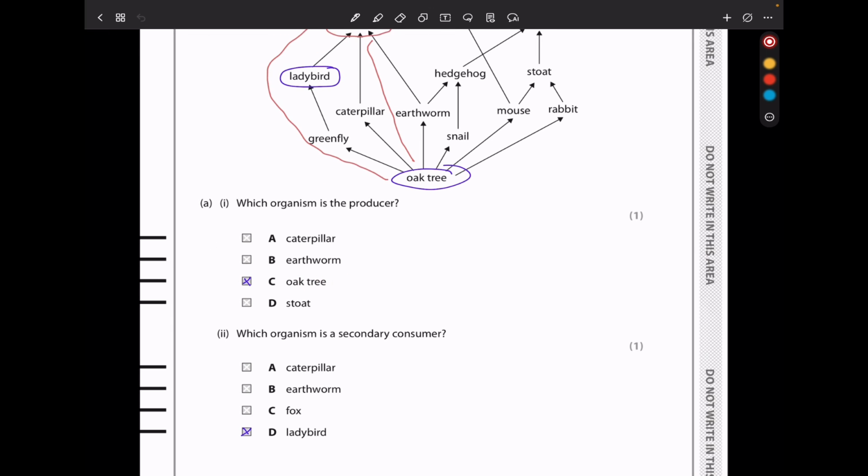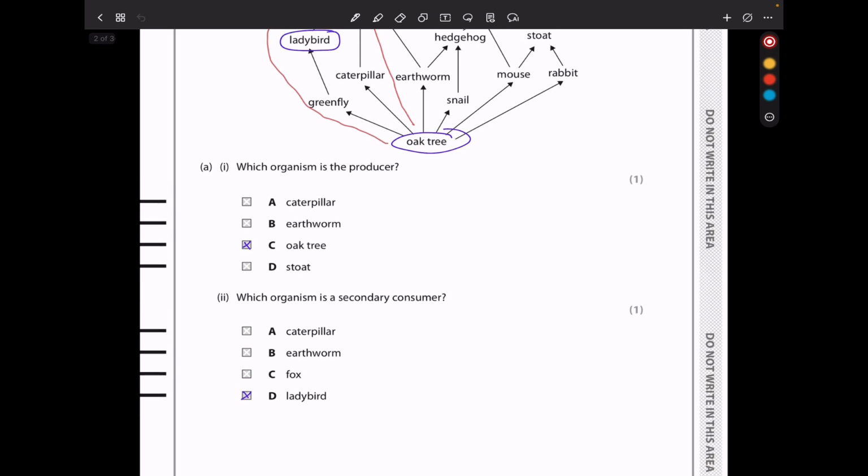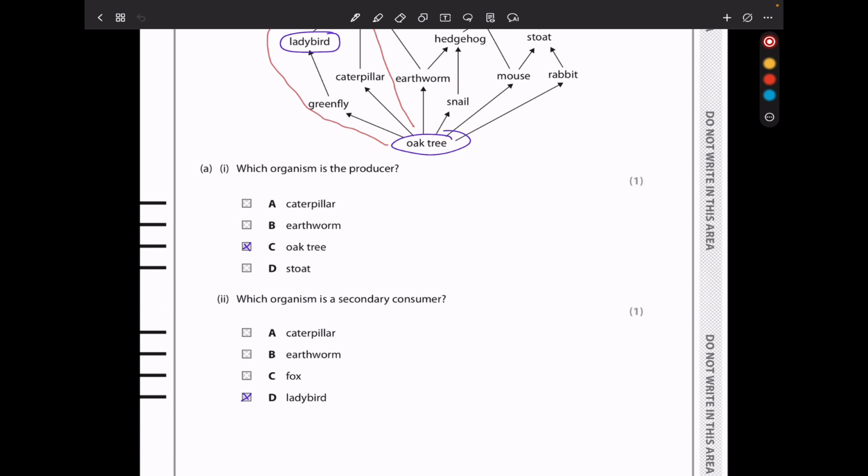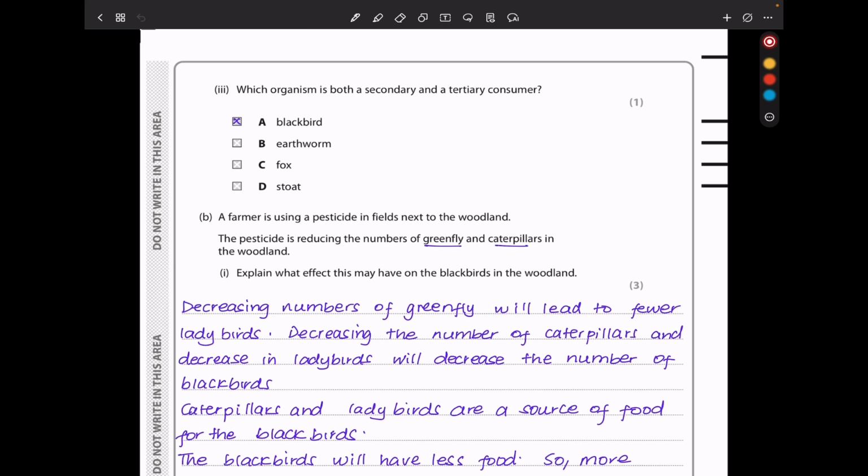And next they ask which organism is a secondary consumer. Secondary consumers are like the ladybird, and then we have the blackbird in this food chain. We have the hedgehog in this food chain as well as in that one, and so on. So the ladybird is the one I chose because the others were not secondary consumers.